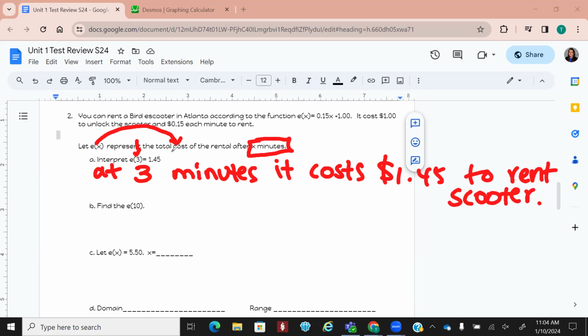Now on B, it's find the E of 10. So that means that we're going to take our equation, and instead of writing this X, we're going to put 10 into the equation. So can somebody type this into their calculator? If you use your calculator on your phone, you have to do the multiplication first, hit enter, add 1. If you use just a regular calculator, you can just type it straight in. So 0.15 times 10 plus 1, what do you get?